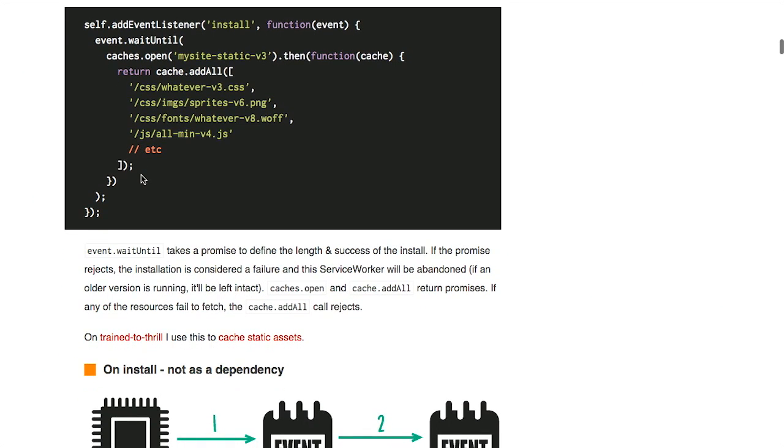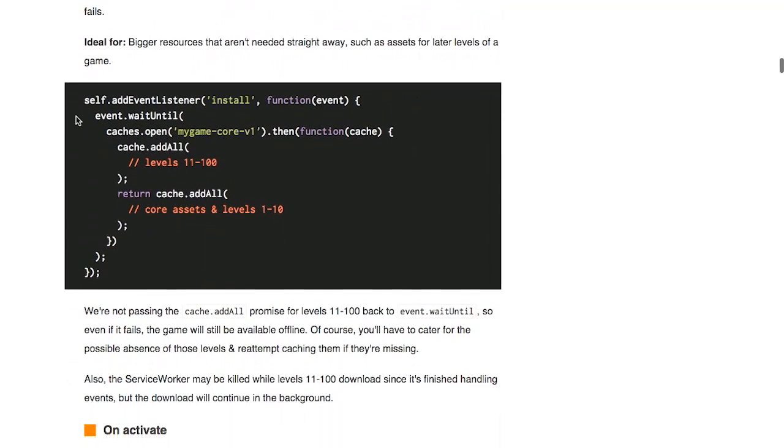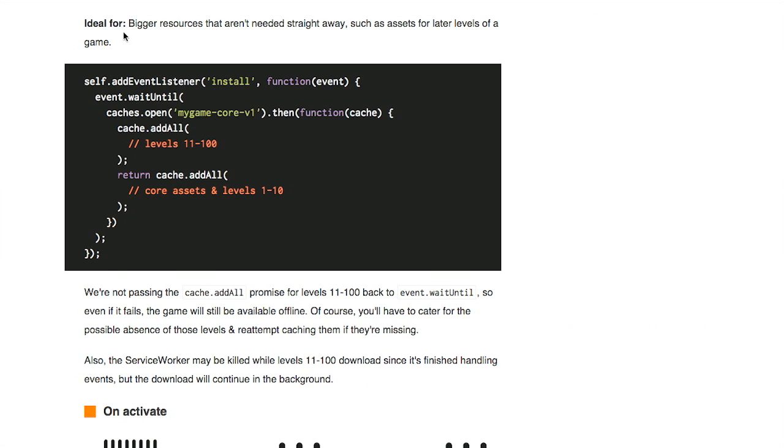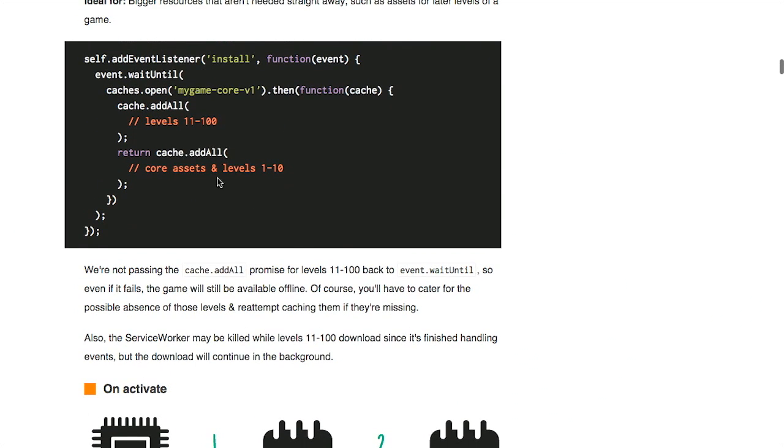This works using promises. Now, here is another method. You can do this also on installation and not as a dependency. This is going to be ideal for bigger resources that aren't needed straight away, like assets for later levels of a game. So maybe the earlier levels you fetch initially and then wait for just a couple minutes and then get the bigger assets. And it shows you the code right there as well.